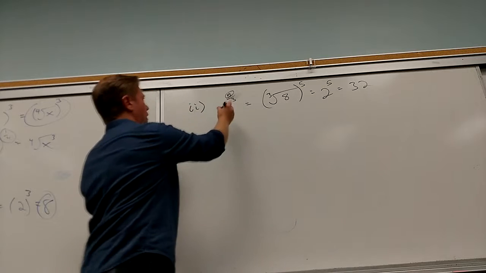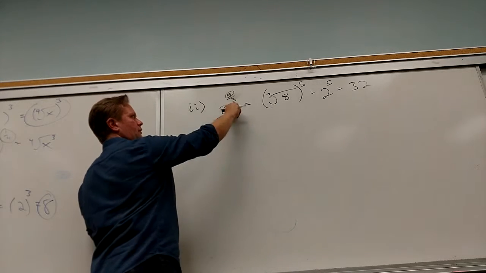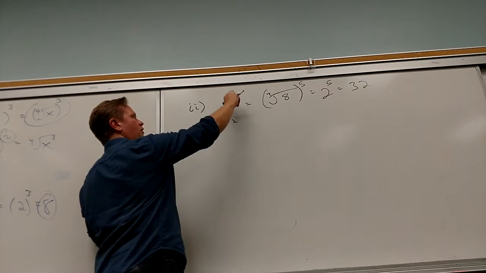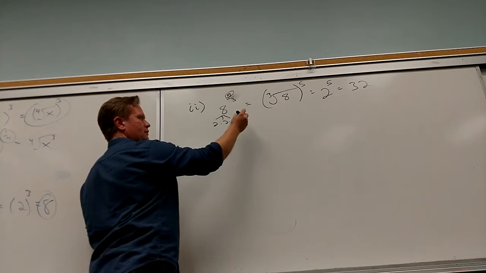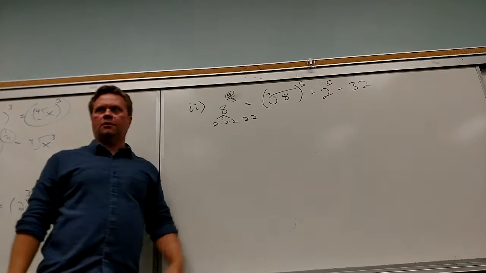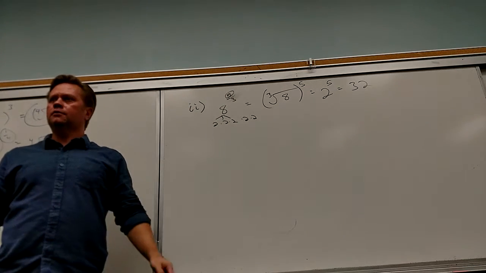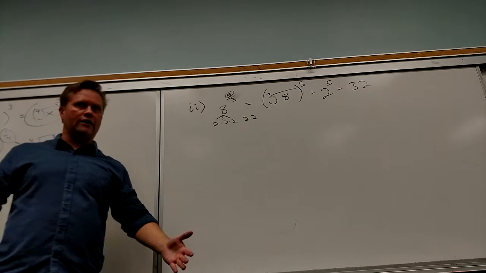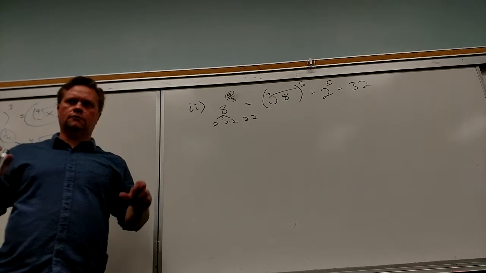If you did it the other way, 8 is 2 times 2 times 2. I want 5 of these. 2 times 2 times 2 times 2 times 2 is 32. I mean, you can see how the math does that, right? Cuts it in thirds and then takes 5 of them. Maybe.